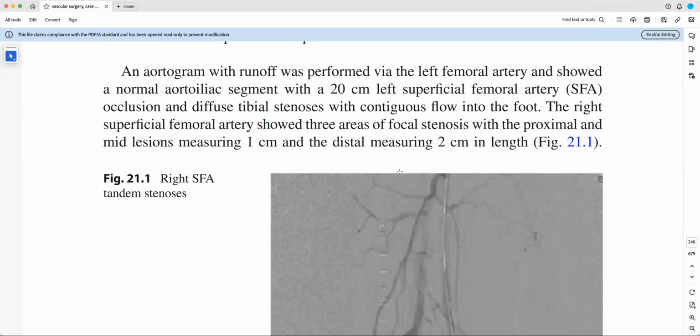An aortogram with runoff was performed via the left femoral artery and showed a normal aortoiliac segment with a 20 cm left SFA occlusion and diffuse tibial stenosis with continuous flow into the foot. The right SFA showed 3 areas of focal stenosis, with the proximal and mid lesions measuring 1 cm and the distal measuring 2 cm in length.